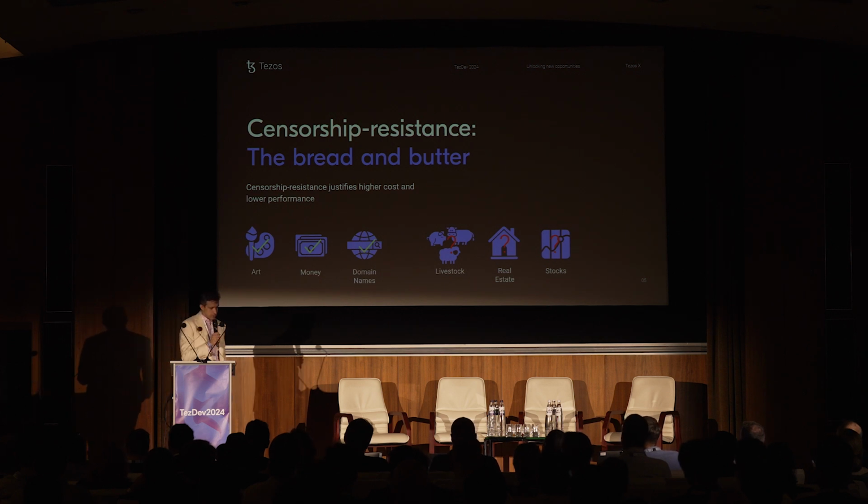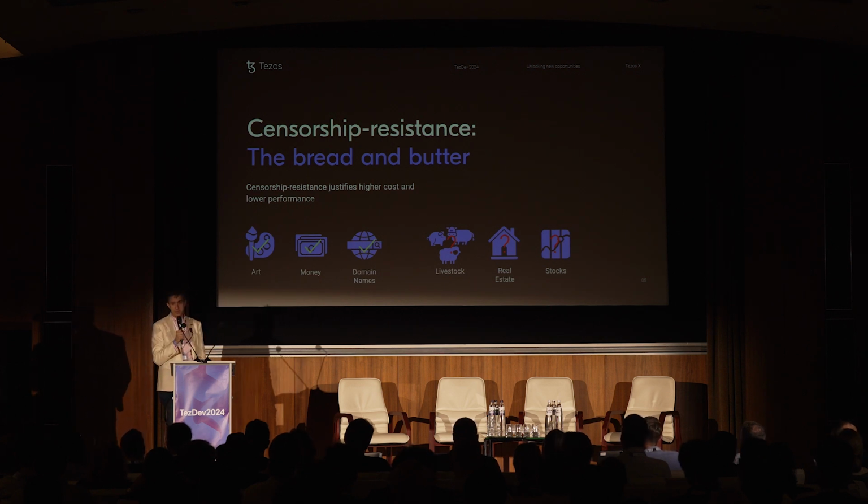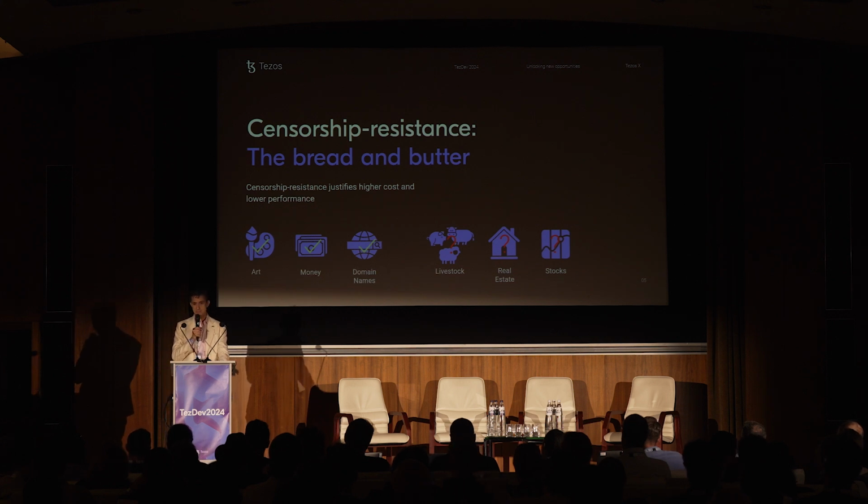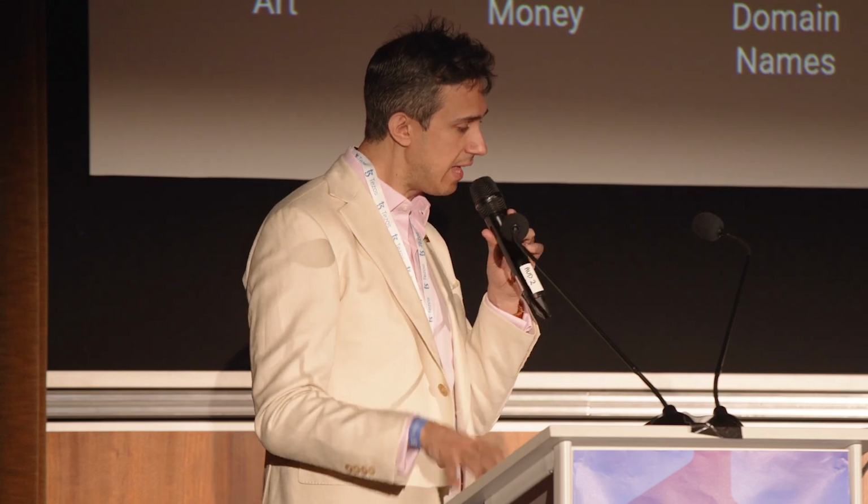So let's go back a little bit to what a blockchain is good for. The bread and butter is censorship resistance. That's what blockchains provide. It provides censorship resistance and permissionlessness, but it's the same thing. What is permissionlessness? Well, you don't need anyone's permission because no one can censor you. So they're very much the same thing. Lack of need for a trusted third party. Why? Because a trusted third party could censor you or could extract rents. And historically, censorship resistance has justified the higher cost and lower performance of blockchain.